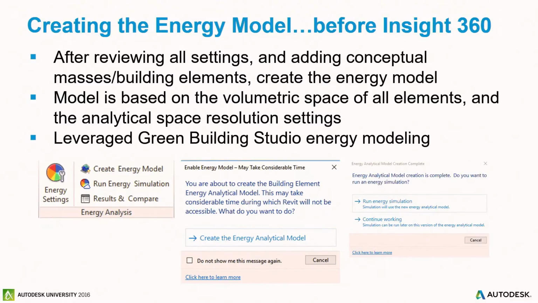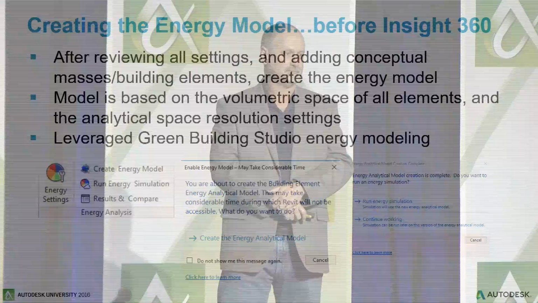And before 2017.1, one of the reasons why I didn't get this handout done until about two weeks ago was making sure that the tools were included in here. So 2017 now includes that energy optimization tool. So the steps are really simple. You create the energy model, you let it create the analytical model, and then at that time you can go ahead and run a simulation, and it will go out to Green Building Studio, run the analysis, and then allow you to compare and review results. This is the old school way. Everybody pretty cool on this?